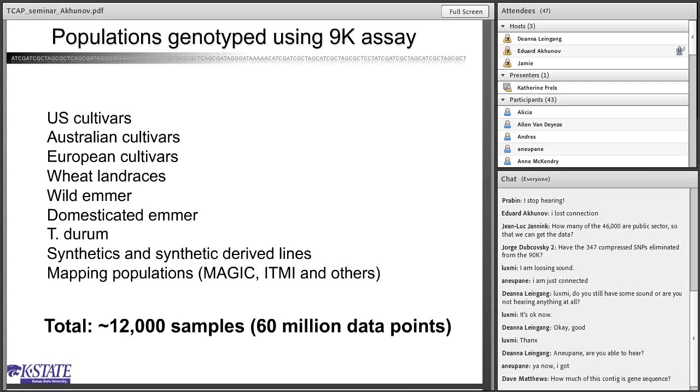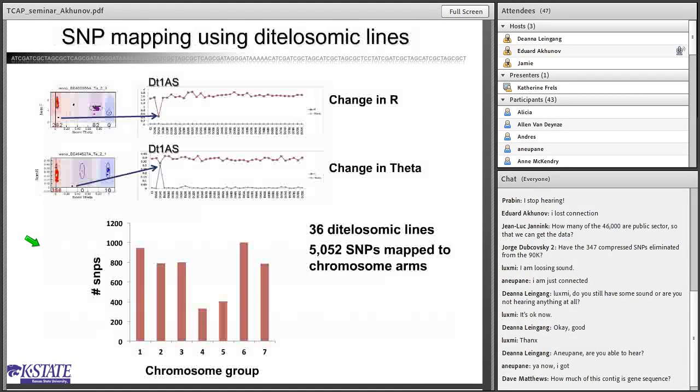So in total, in the project, using a 9K iSelect genotyping assay, we genotyped 12,000 samples. That includes various cultivars, wild and domesticated emmer, then synthetic lines, and a set of mapping populations. Our mapping data has also been validated using hybridization with the ditelosomic lines of wheat.